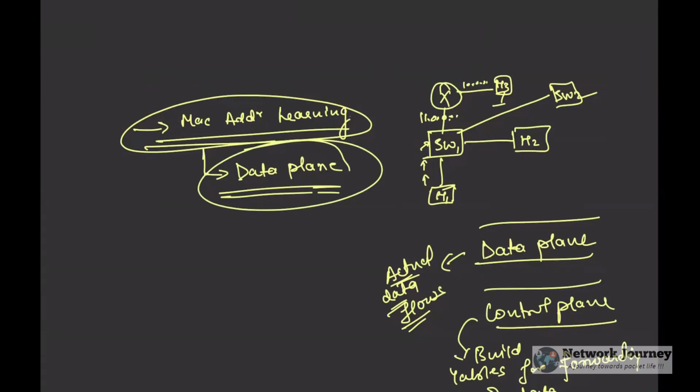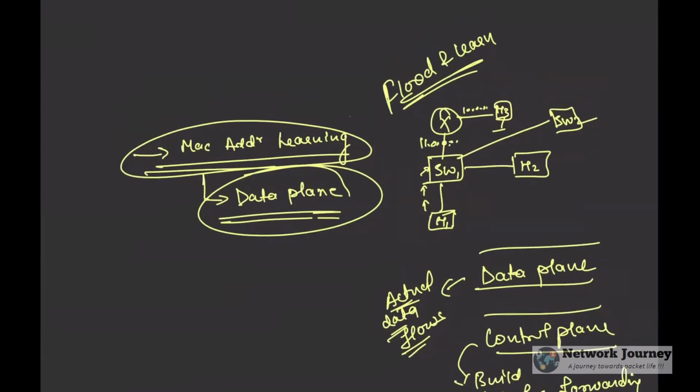The problem is that this mechanism uses flood and learn. Now, what does flood and learn mean? You need to flood the traffic and then learn the MAC address. Take ARP, for example. What is going to happen when you do the ARP?